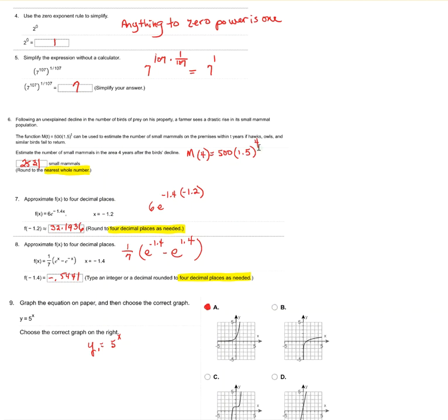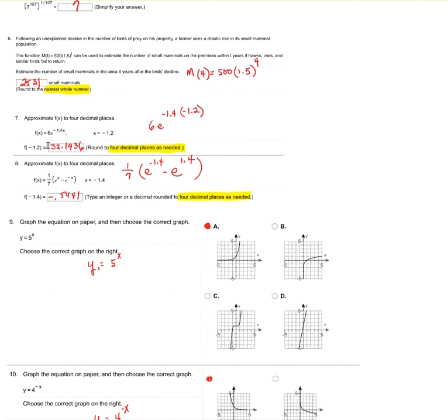So we're going to plug 4 in for the variable t. So you'll do that on your calculator. 500 times 1.5 raised to the 4th. And it says round to the whole number because we don't have a part of an animal. So we have 2531 there.